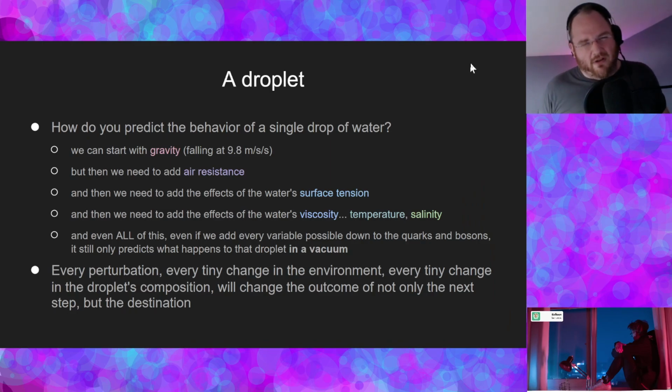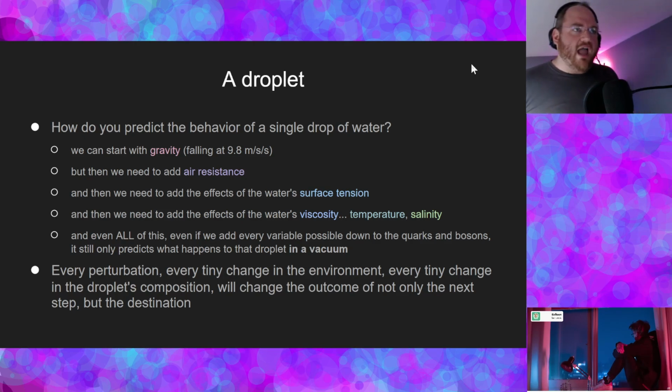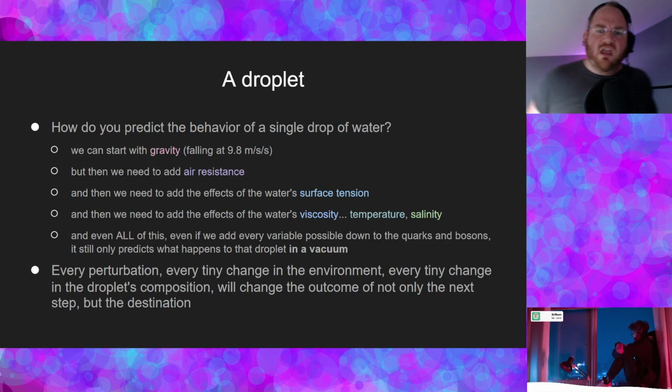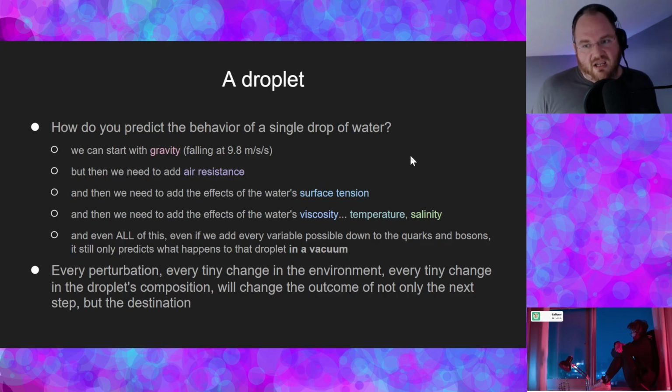This is a fair approximation of how gravity functions on Earth. But that's the starting point of a droplet, right? So we've got that factored in. Okay, well, I can give a rough estimate of how far it's going to fall over time. But then you've got to add air resistance. Then you've got to add the effects of the water surface tension. What about its viscosity? What about its temperature, its salinity? All of these things will affect how it moves in the world.